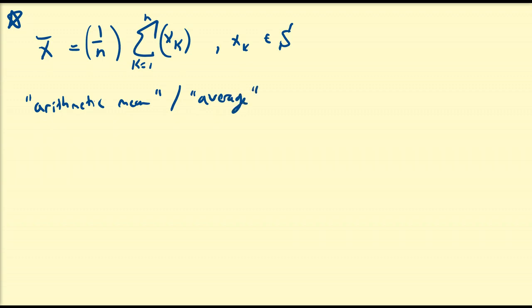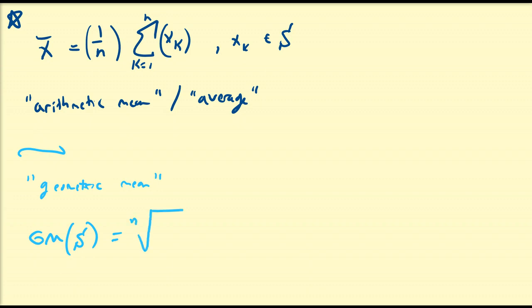In this video, we'll introduce what we call the geometric mean. So the geometric mean, let's just call it GM of S, is defined to be equal to the nth root of the product from k equals 1 to n of xk. Here, xk belongs to our sample.